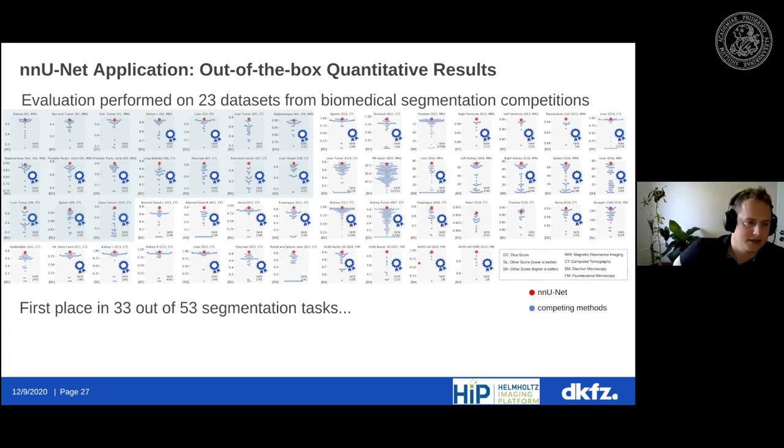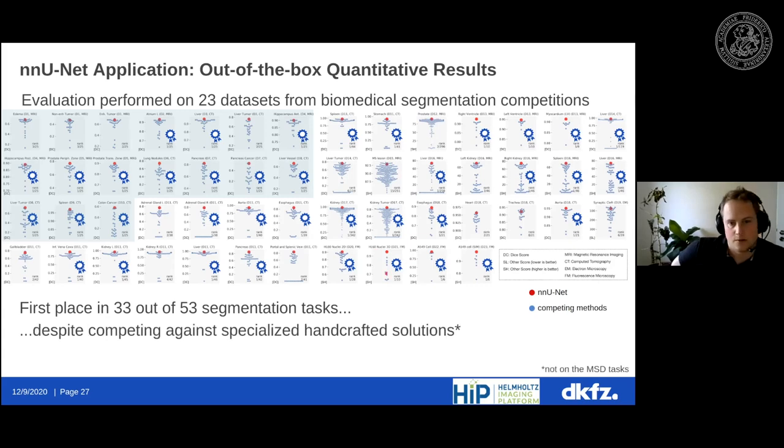And what was particularly nice is that nnU-Net was actually able to set a new state-of-the-art result in 33 out of 53 segmentation labels or segmentation tasks, we call them, we tested it on. And that is despite nnU-Net on all these 13 additional datasets competing against specialized handcrafted solutions where some poor person went through the whole process I described at the beginning of the presentation to build a model that works really well. And it's just cool to see that something that is fully automated and hands off is able to achieve this level of performance without the person applying it essentially having to know anything about deep learning or U-Net-based semantic segmentation.